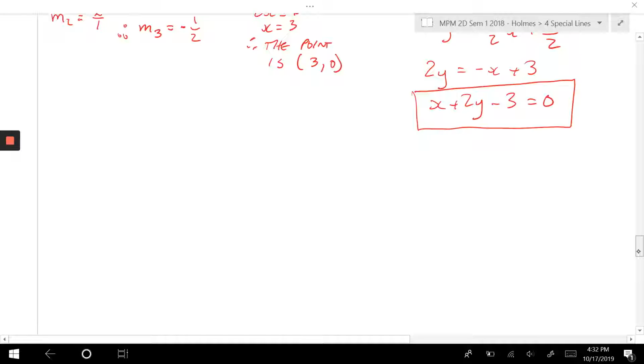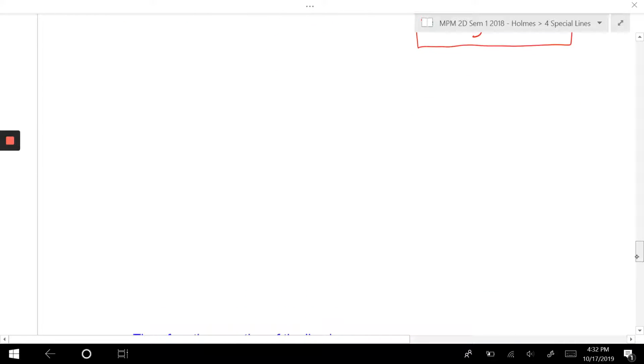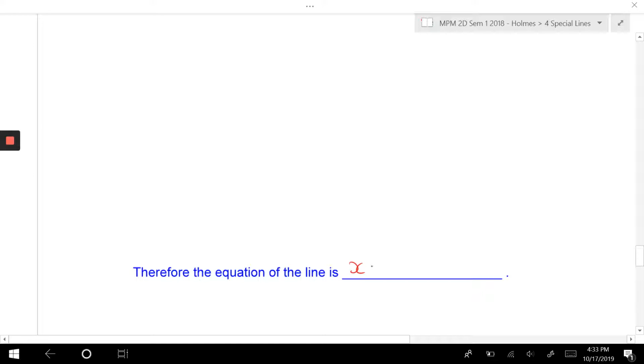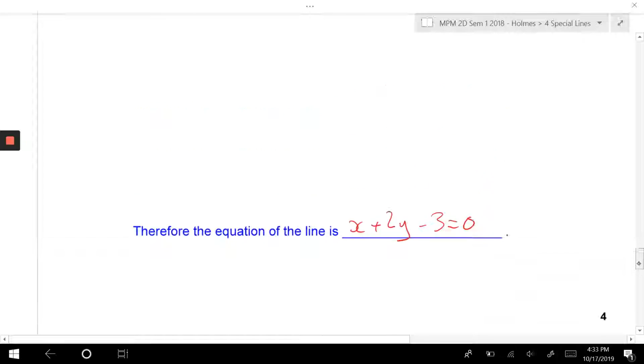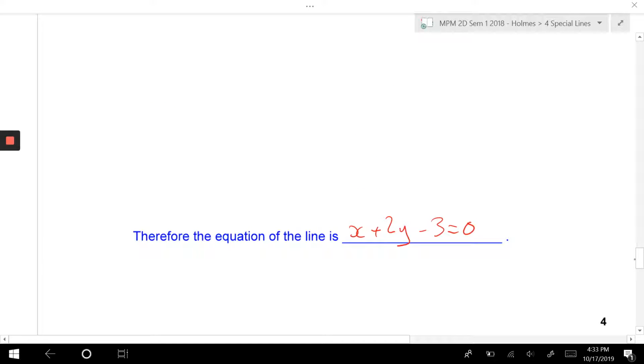So we will finish with a concluding statement. Therefore, the equation of the line is x + 2y - 3 = 0. Okay, I'm going to pause there and I'll make a second video for the last page.